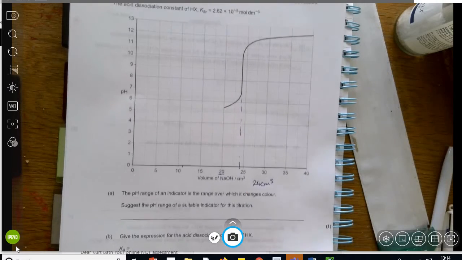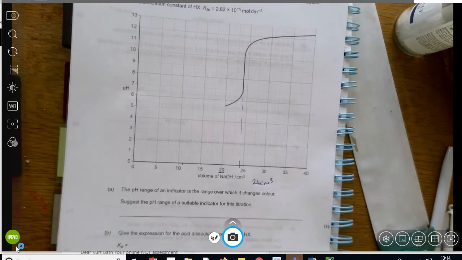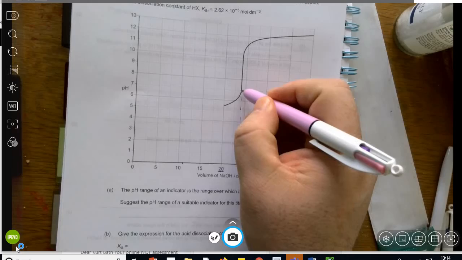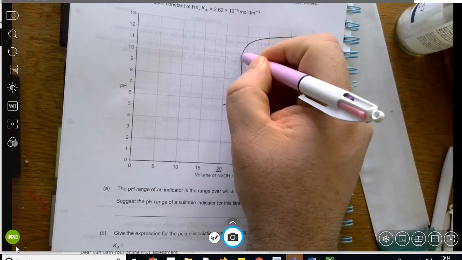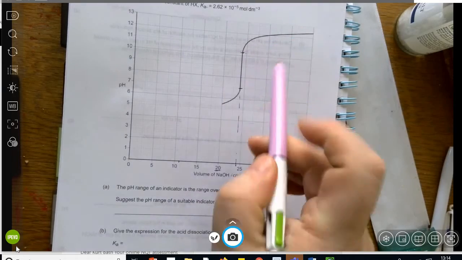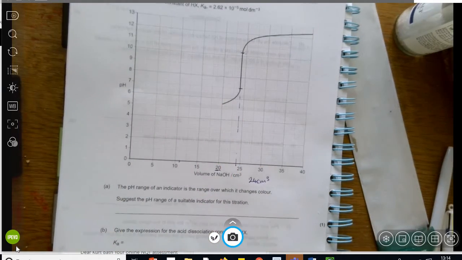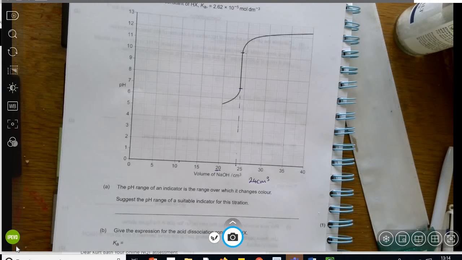Question one is literally just working out what the range is. So I would say that's where the curve stops, and I would say it's near there. So I'd read across those values onto the x-axis, sorry, the y-axis. That would give that. Now, this equation, give an expression for the Ka.